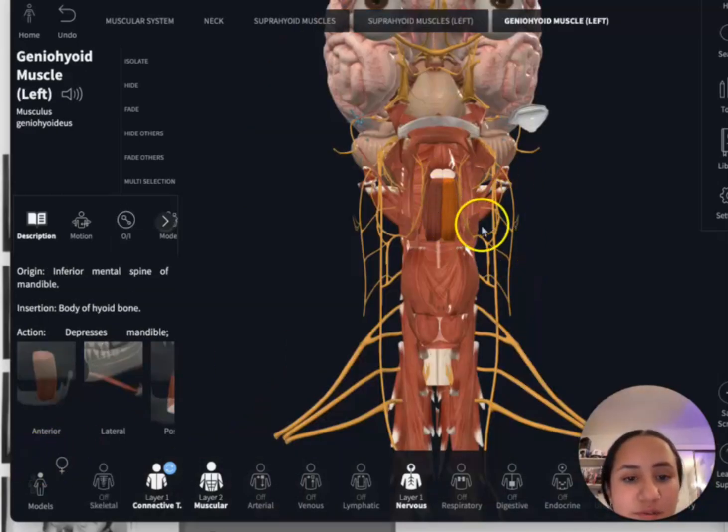And the last muscle is going to be right here. This is the geniohyoid muscle. The origin for this is the inferior mental spine of the mandible, and the insertion is the body of the hyoid bone. The action for this is that it depresses the mandible, so just opening our mouth.